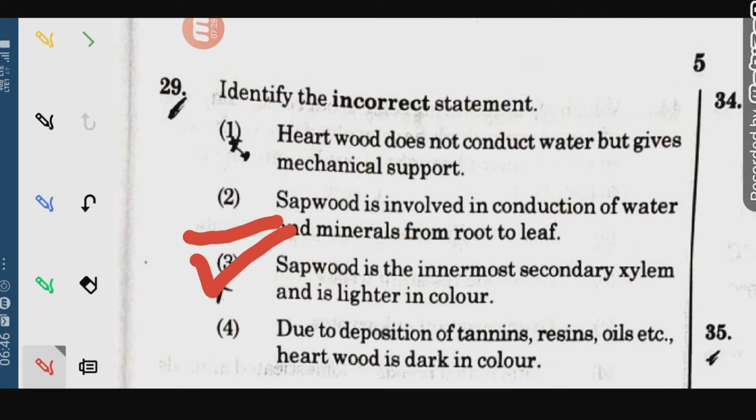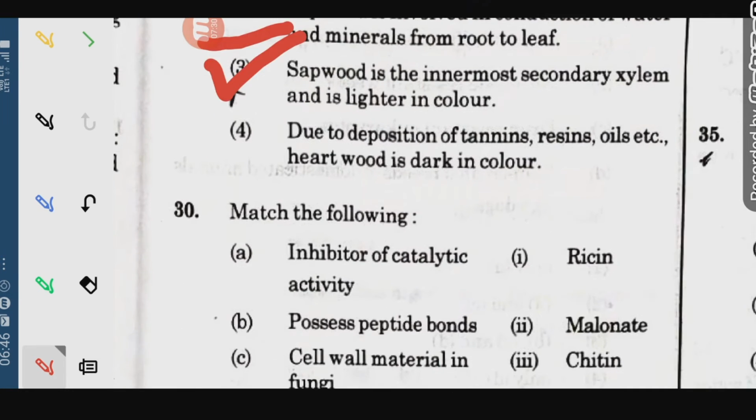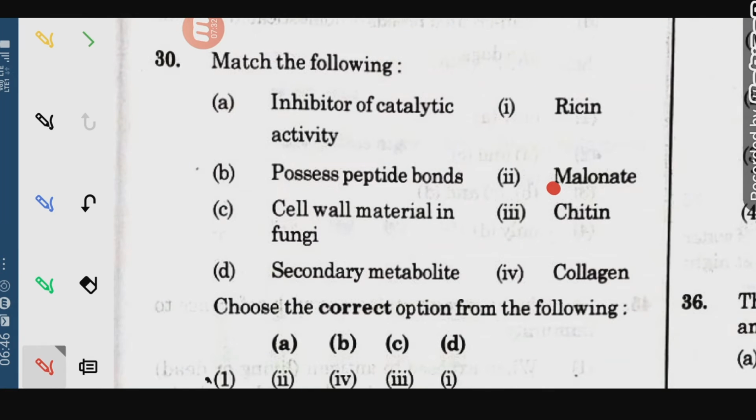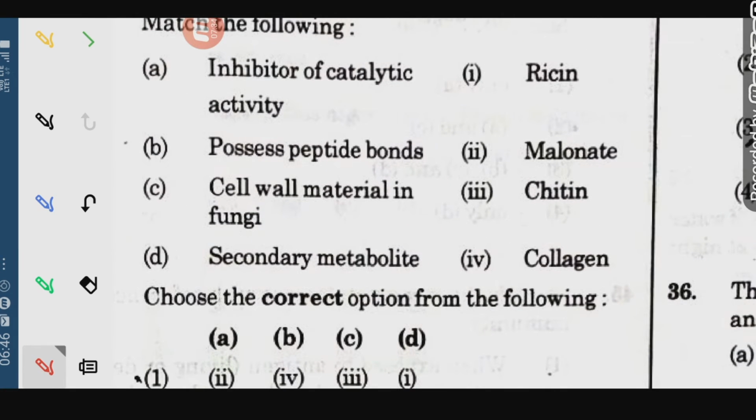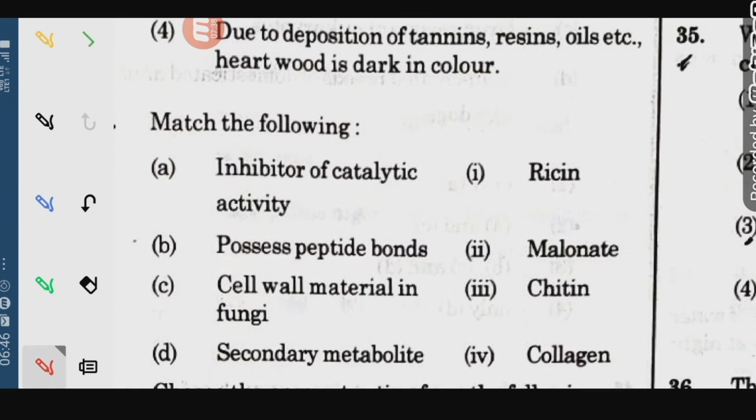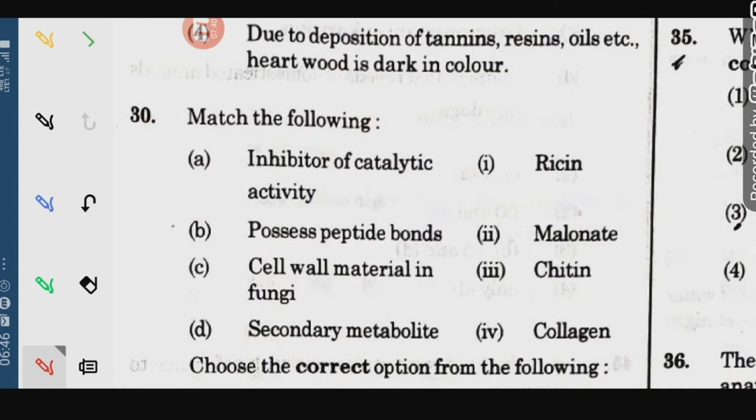Then match the following. Matching the following. Which one would be the correct answer? We have to take some time. This one is not too easy. Inhibitor of the catalytic activity, it is malonate.